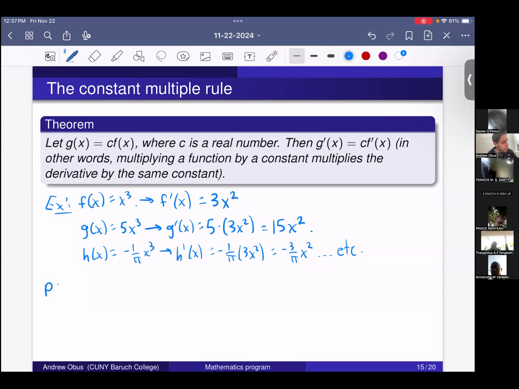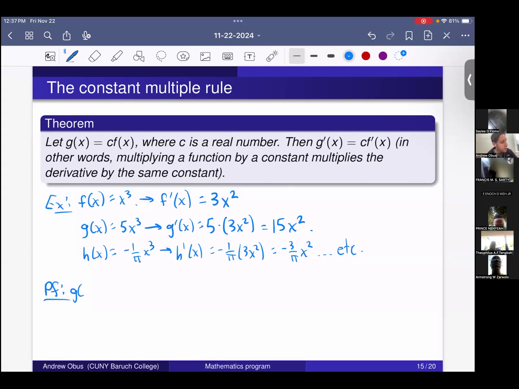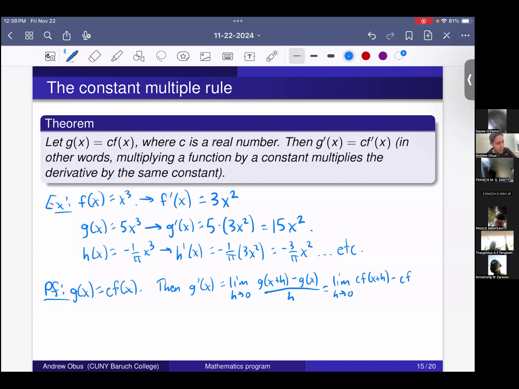Okay, this one I'm going to prove because the proof is not that hard. So g of x is equal to c f of x. I want to calculate the derivative of g. So let's just do it. Then g prime of x, we have a formula for this. It's the limit as h approaches 0 of g of x plus h minus g of x over h. Well, g is just c times f. So this is just the limit as h approaches 0 of c times f of x plus h minus c times f of x, divided by h.